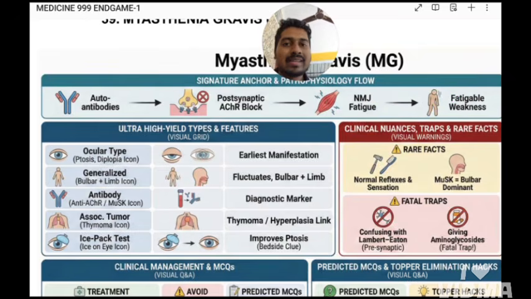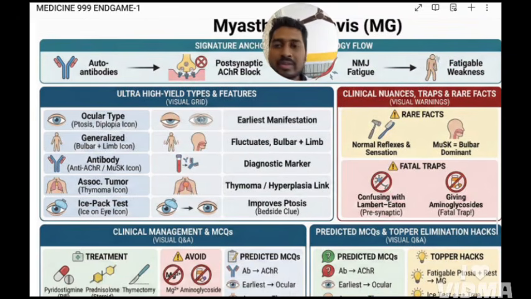So fatigable weakness is the most important symptom in your MCQs. What is the earliest manifestation? The earliest manifestation is ptosis and diplopia. Diplopia is where you'll see two or three objects, and this is ptosis. So ptosis along with diplopia, which actually worsens towards evening. In the morning the patient will be okay. Towards evening there will be ptosis and diplopia. This diurnal variation is typical of myasthenia gravis.